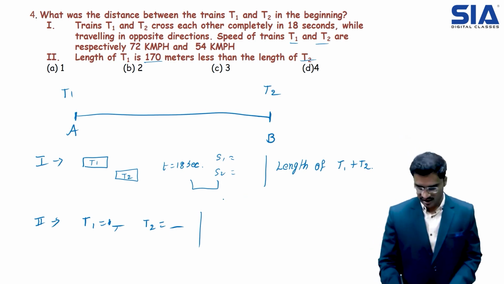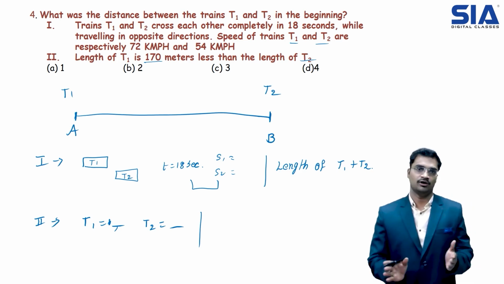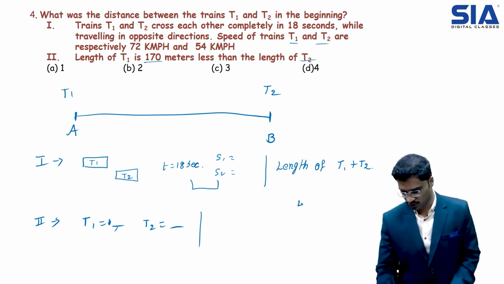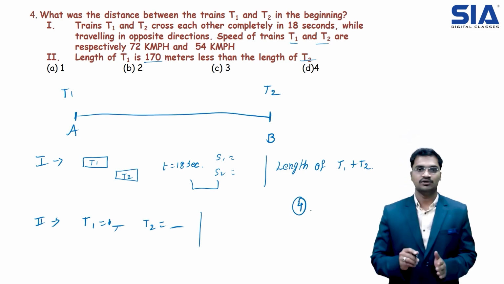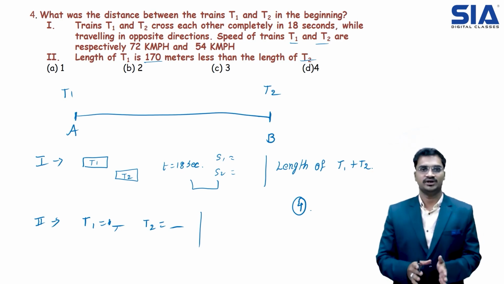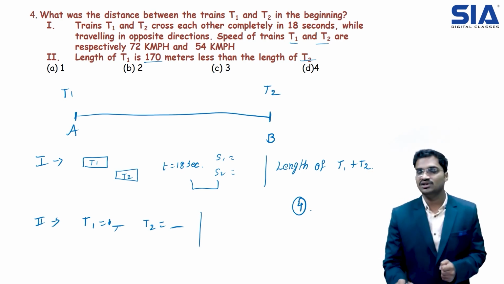So when I am using statement 1, I am not getting the answer. When I am using statement 2, I am also not getting the answer. When both of these statements are combined, I am not getting the answer. So our option should be what? Option 4. Because in this question, the time a train is taking to travel this particular distance is not given.